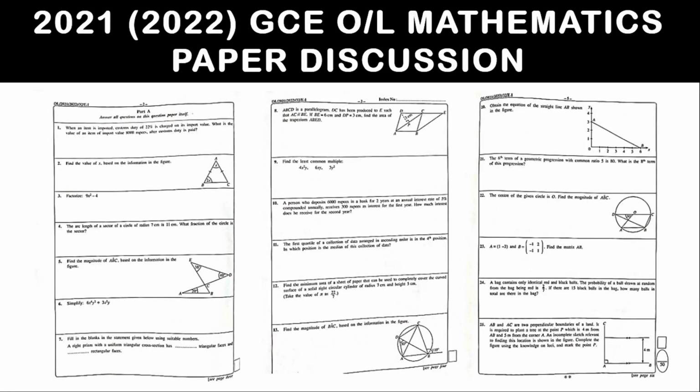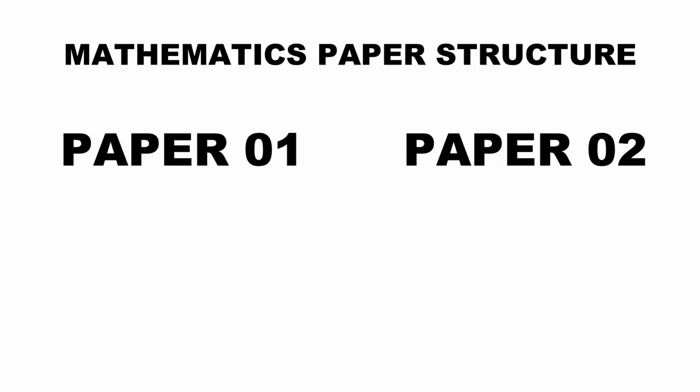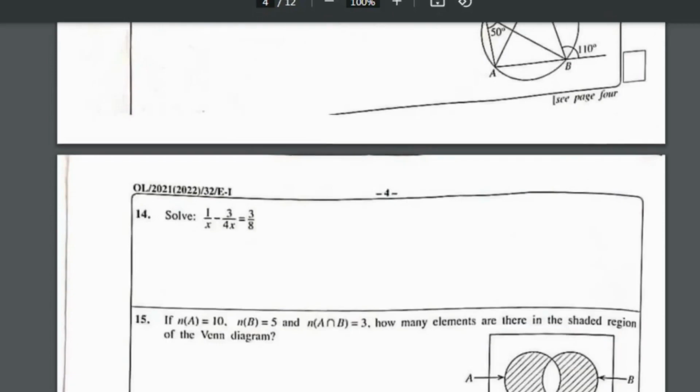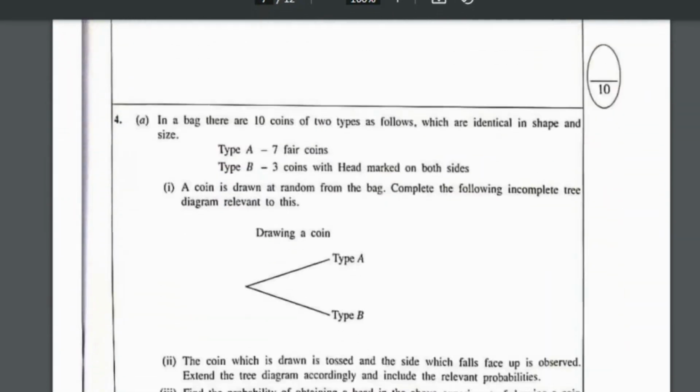In this video, I will be discussing the 2021 GCE O-Level Mathematics paper. So usually, this will be the default mathematics paper structure. There will be two papers, paper 1 and paper 2. Paper 1 divides into two parts as part A and part B. In your part A, there will be 25 short questions and in part B, there will be 5 structured questions.